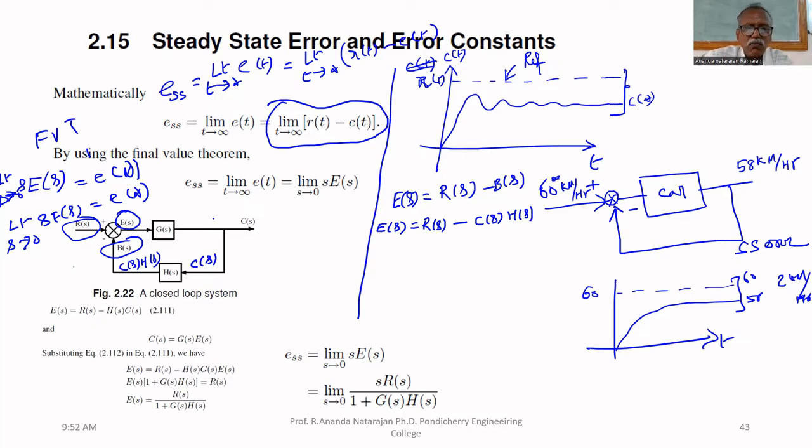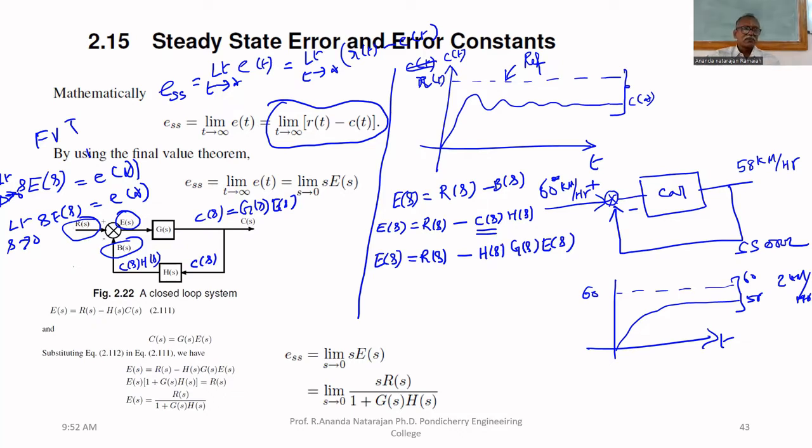Then what is C of S? The error is amplified by the gain of the system. Therefore, C of S equal to G of S multiplied by E of S. Therefore, wherever I find C of S, I can write E of S equal to R of S minus H of S, G of S, E of S.